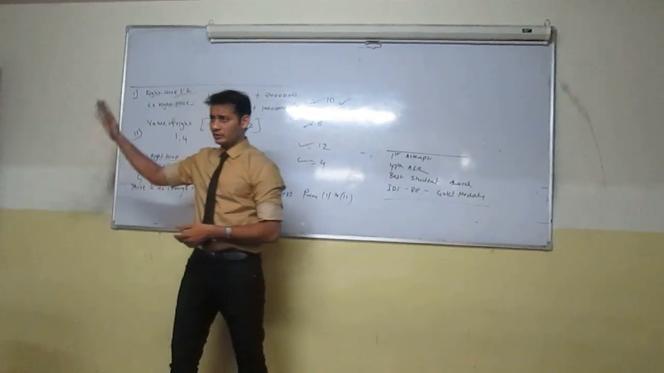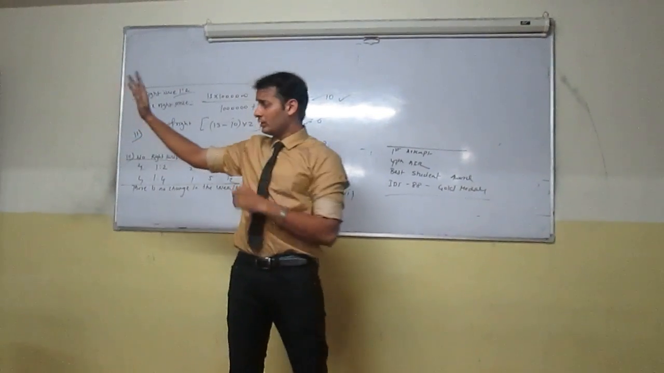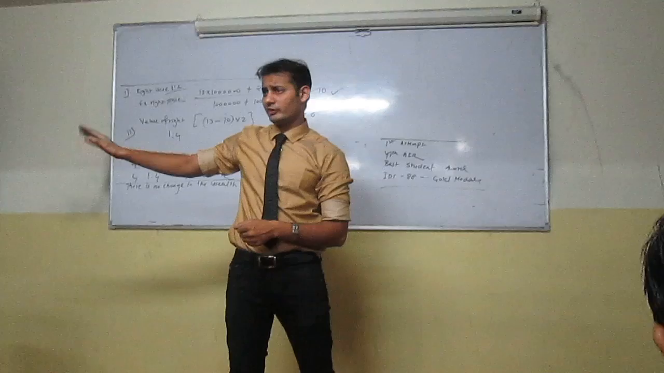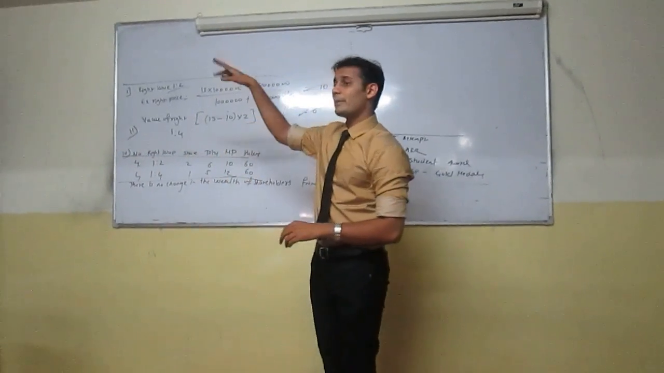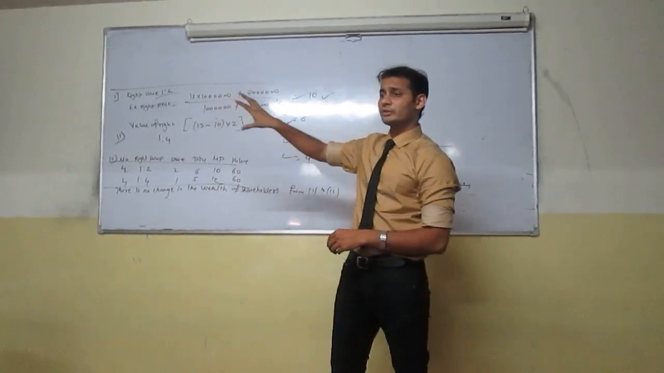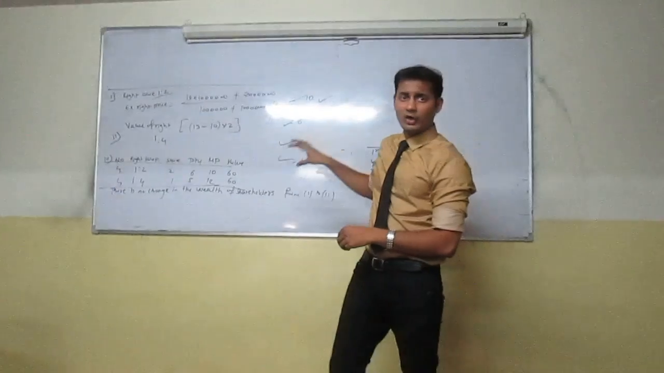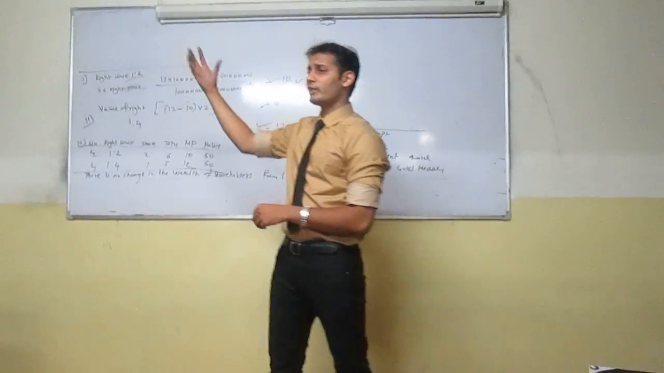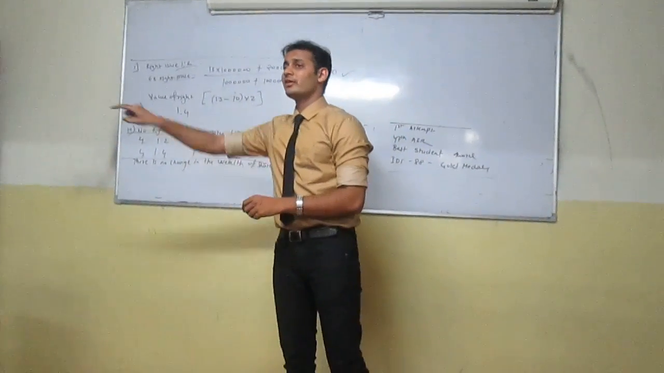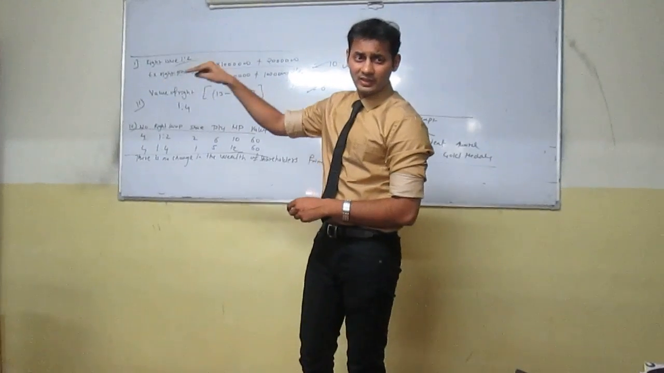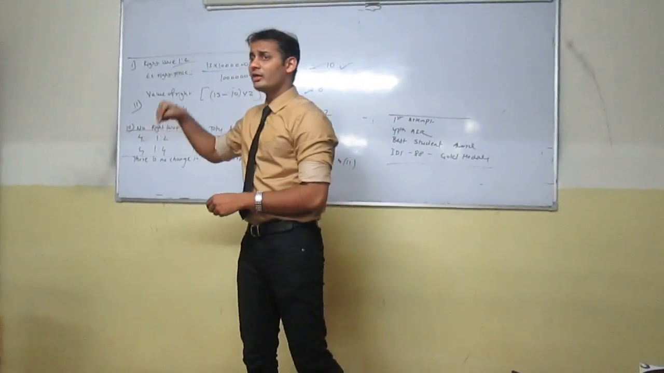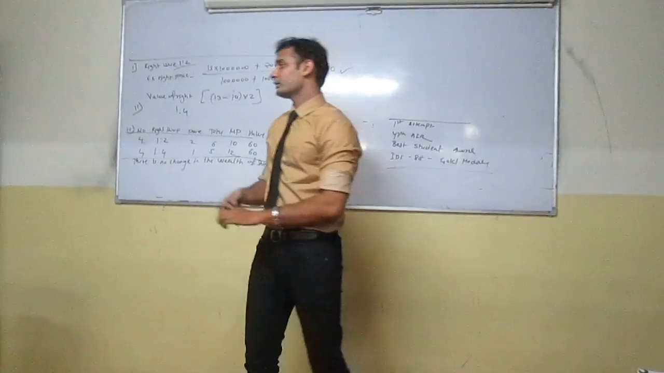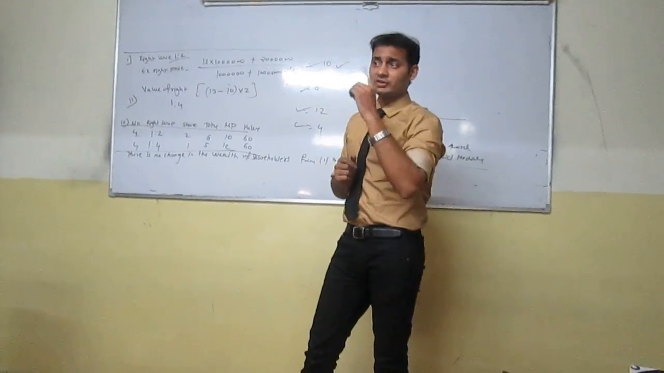Time value of money, simple interest, compound interest, then effective rate of interest, present value, future value, perpetuity, annuity. Then capital budgeting techniques. Net present value is equal to present value of cash inflow minus present value of cash outflow. Profitability index, present value of cash inflow divided by present value of cash outflow. Internal rate of return is a rate of return at which NPV is 0 and PI is 1. Okay.